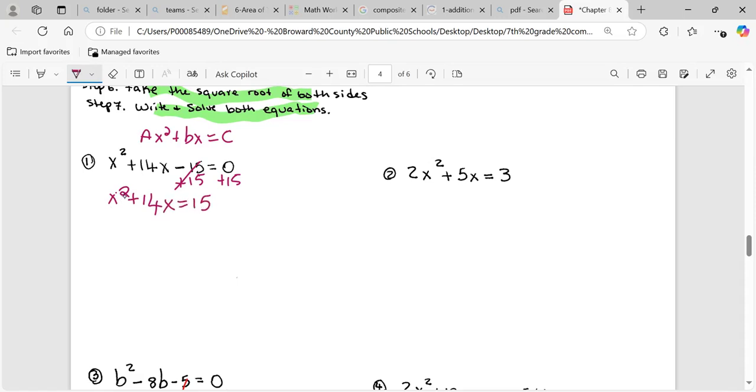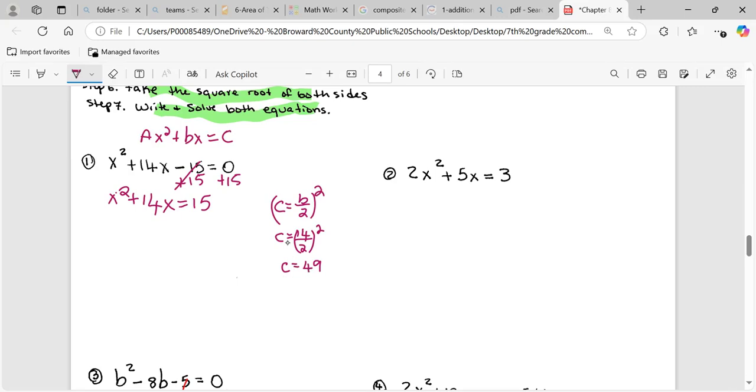So now it looks like ax squared plus bx equals c. I am then going to check, is my a term 1? Yes, I'm good to go. So now I'm going to complete the square. I need to find c. c is equal to b divided by 2 squared. So that means c is equal to 14 divided by 2 squared. My c term is going to be equal to 49.